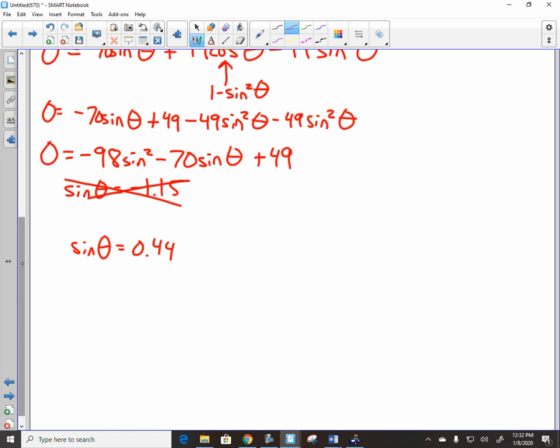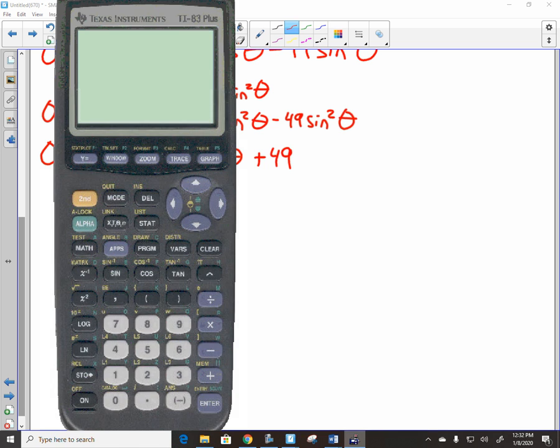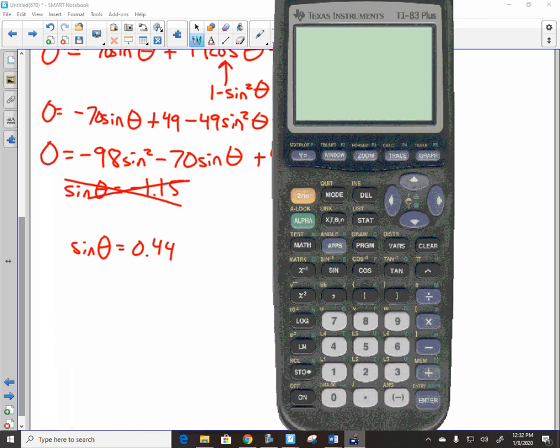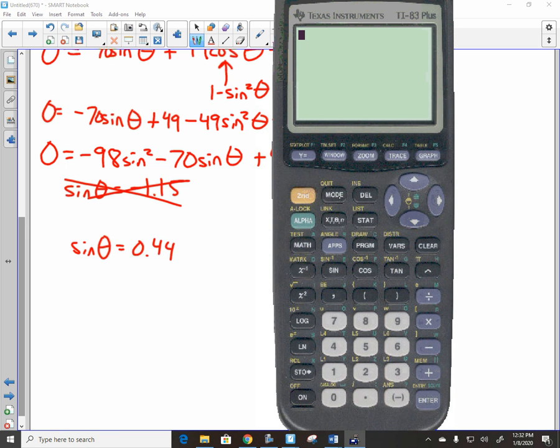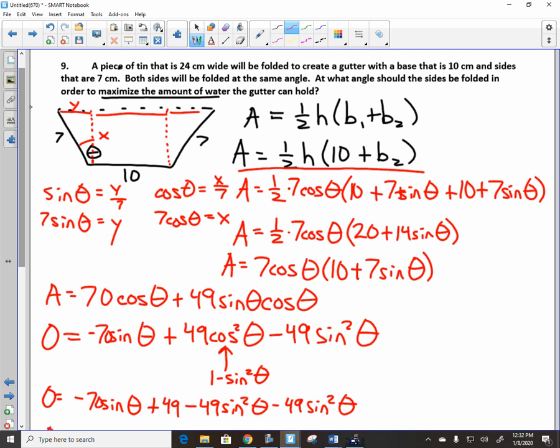So let's go ahead and take our calculator, and instead of working in radians, let's quickly, for this one time, switch over to degrees, because we understand in context where we're at in the problem. I take the inverse sine of 0.44, and I get 26.10. So if we look back at the original problem, what is that angle? It's 26.10 degrees.